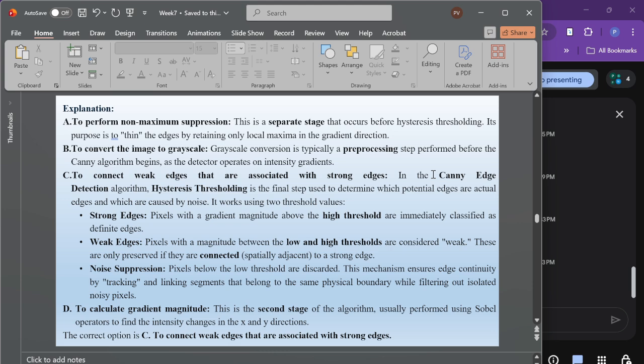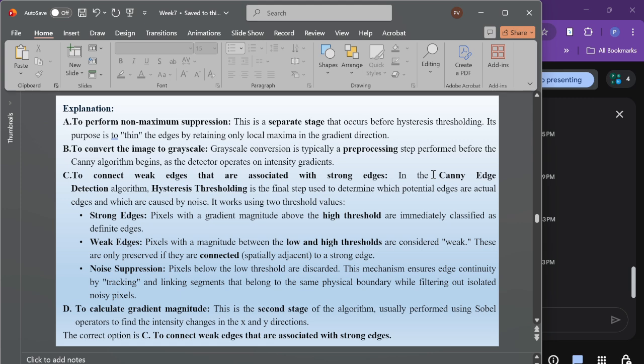Next, pixels with magnitude between the low and high thresholds are considered weak edges. These are only preserved if they are connected, especially adjacent to a strong edge. Next one is noise suppression. Pixels below the low threshold are discarded, and this mechanism ensures edge continuity by tracking and linking segments that belong to the same physical boundary while filtering out isolated noisy pixels.